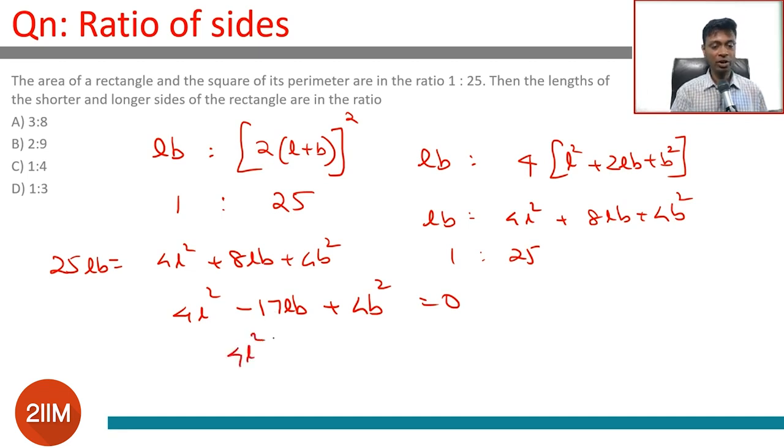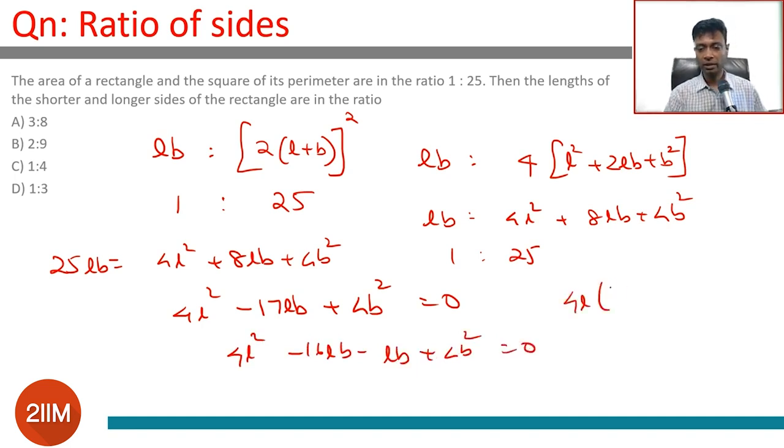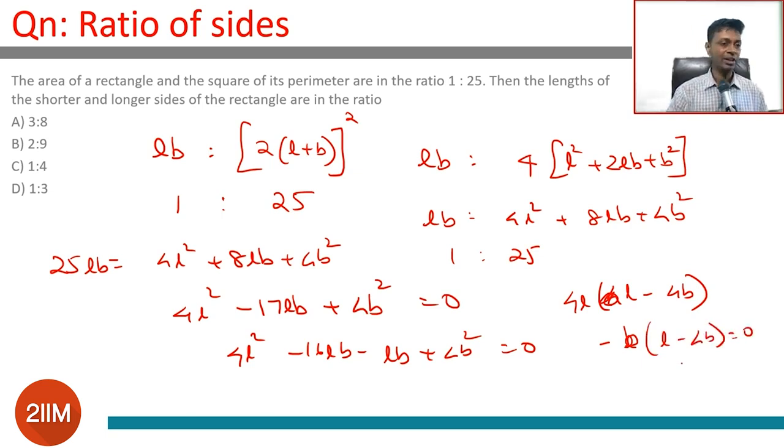Fine. So 4L square minus 16LB minus LB plus 4B square is 0. 4L into L minus 4B, minus B into L minus 4B is 0. So 4L minus B into L minus 4B is 0. 1:4 or 4:1. Shorter to longer is 1:4.